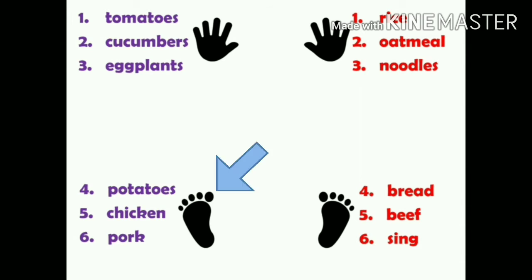If it's showing potatoes, chicken, or pork, you touch them with your left foot. For red, rice, oatmeal, or noodles, you touch them with your right hand. Bread and beef, you touch with your right foot. For number 6 in red, for sing, you will sing any song that you like. So are you ready? Let's go.